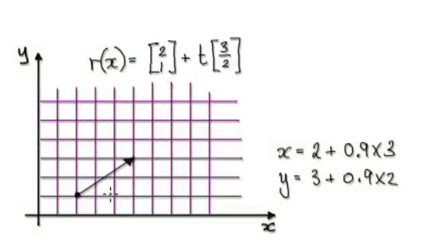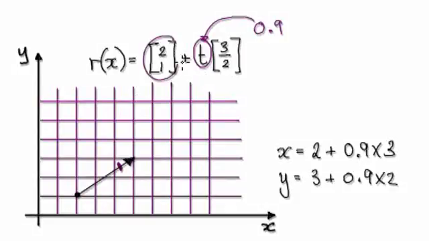But let's say I don't want to go all the way from here to here. Let's say I just want to go 90% of the way. So let's say 90% is here. Then I would insert 0.9 into the t.